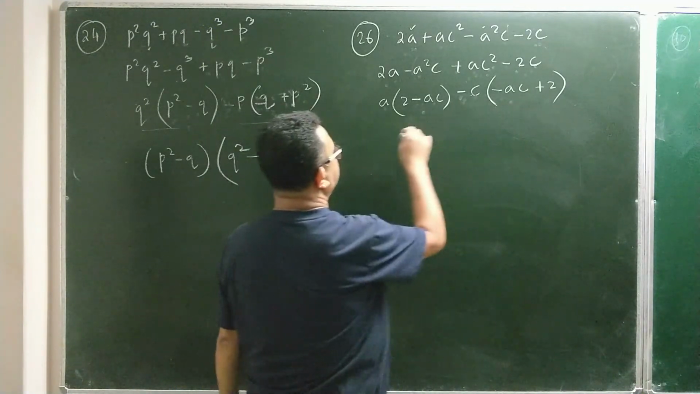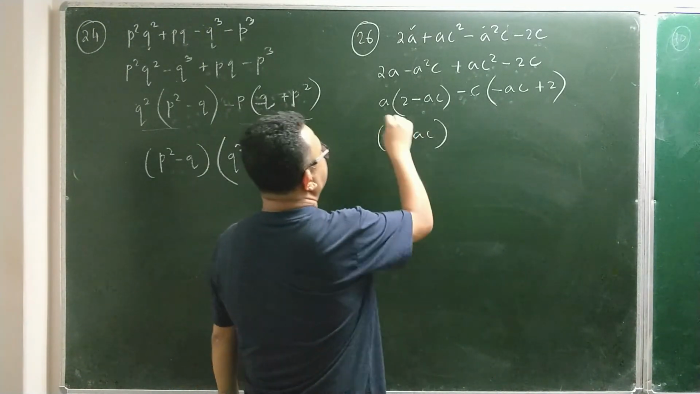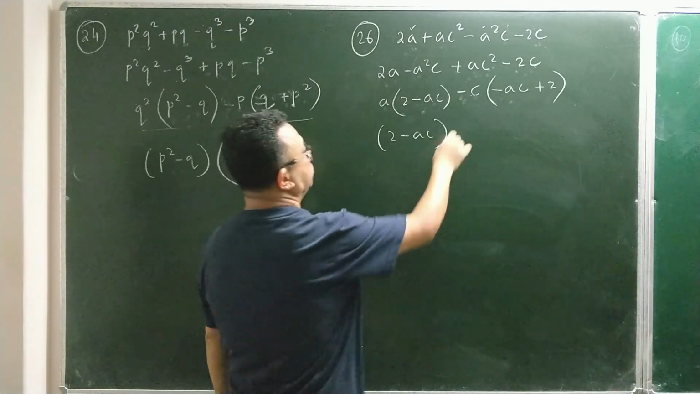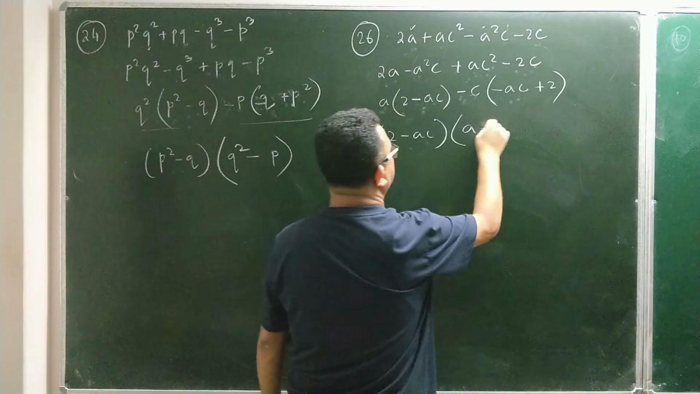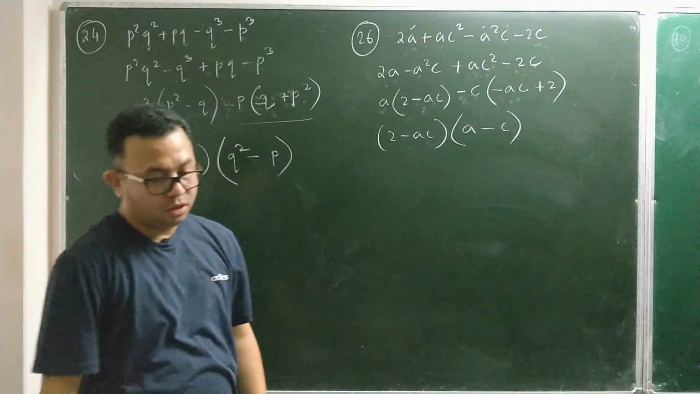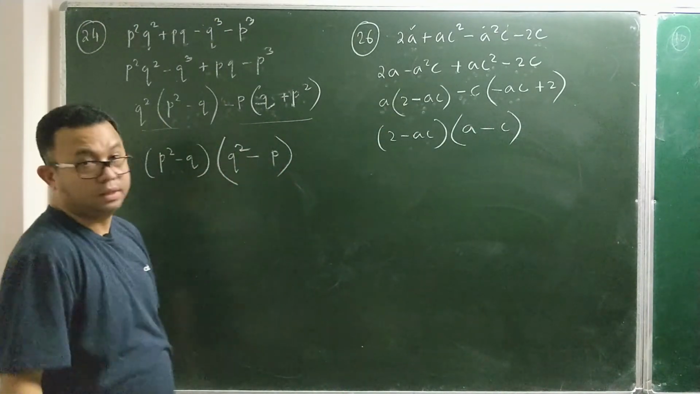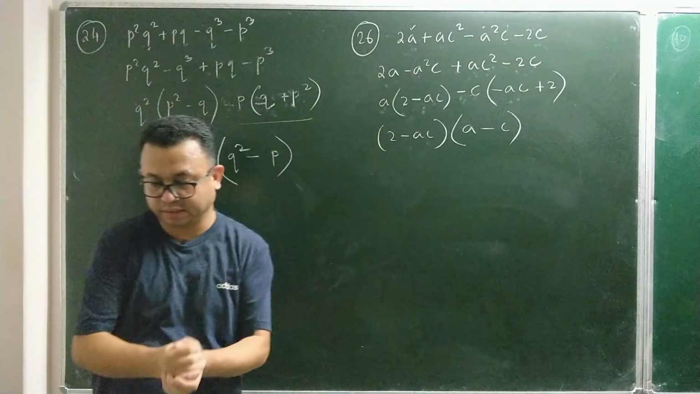So since the two brackets are the same, taking common, between this and this, 2 minus ac is common. So from here, taking 2 minus ac common out, it is a. From here also, this is out, means minus c. Okay, so this was your exercise 4a.